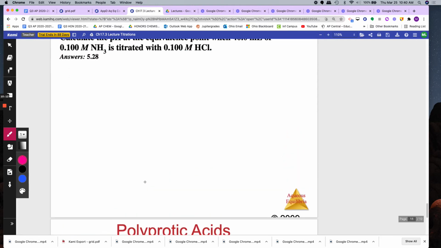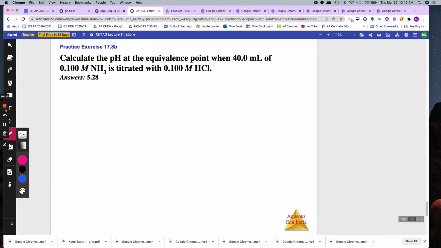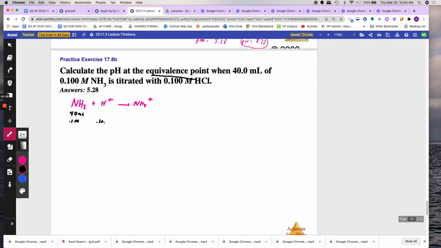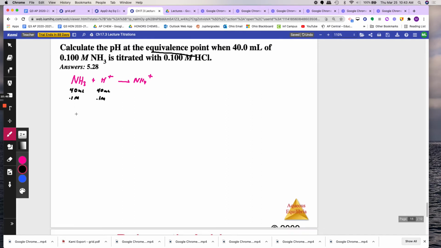Okay, for practice, go ahead and do this. You're looking for the equivalence point again. You have NH3 this time, and you're adding H plus to it. So here's my equation, NH3 adding H plus. You have 40 mL of 0.1 molar NH3, and you're titrating it with 0.1 molar H plus. Now I'm going to get really smart here. At equivalence point, if these concentrations are equal, then the milliliters are also equal to get an equal number of moles. That's just a little bit of a shortcut. Otherwise, you have to do stoichiometry to get the milliliters.